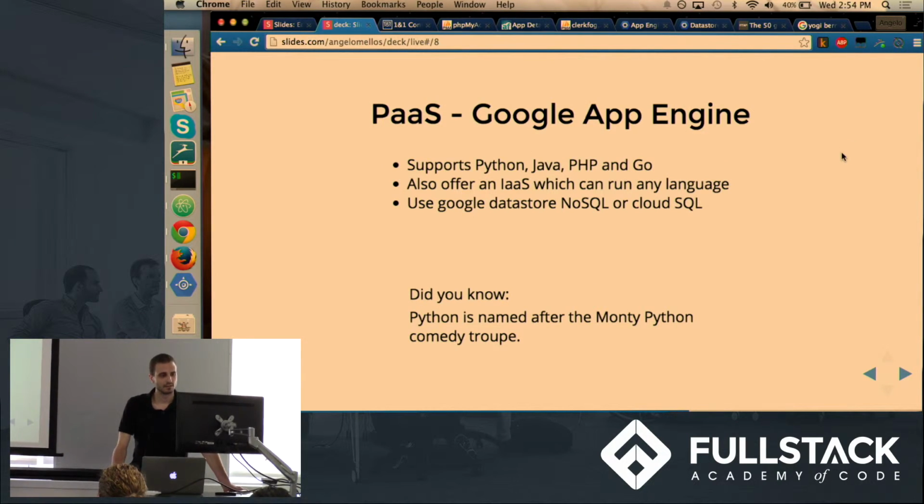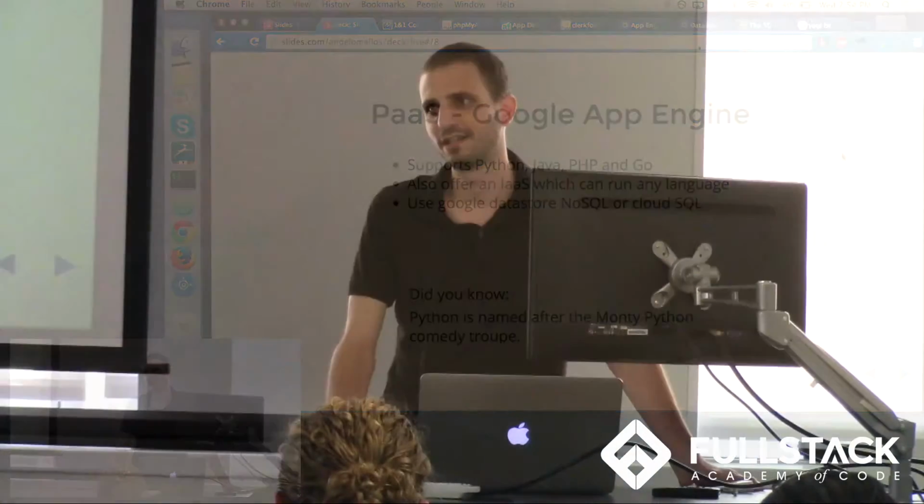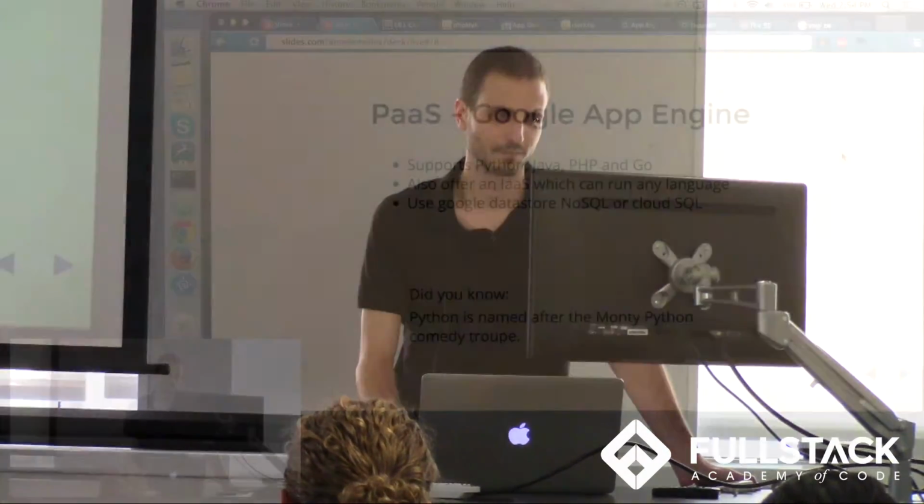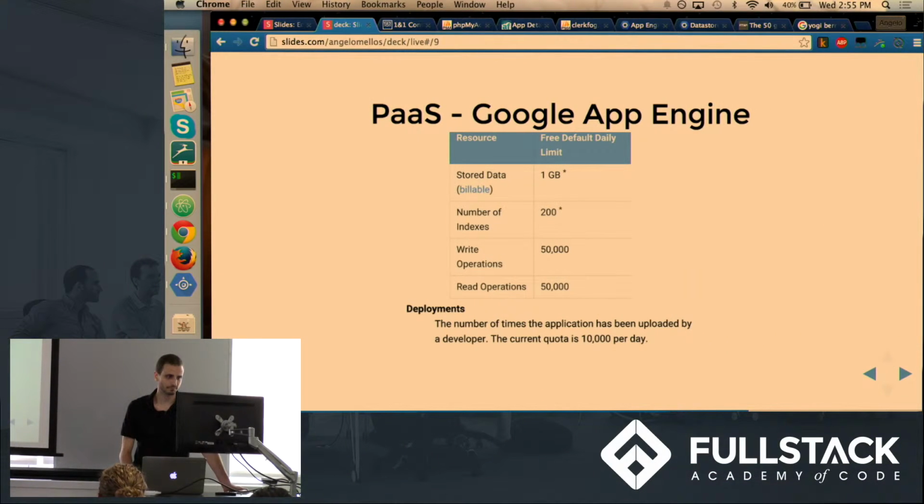And then they have their own proprietary backend software. It's something like Mongo, but it's a NoSQL. They just call it Google Data Store, but you can use SQL also. And then they charge you if you go over certain limits. So there's a free quota, which if you wanted to put out a hobby website, you probably wouldn't exceed.